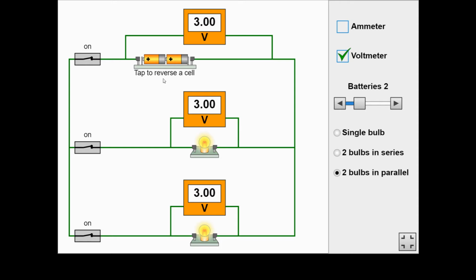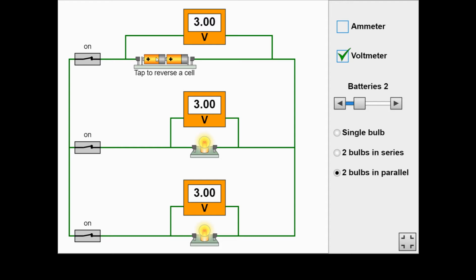Now, in a parallel circuit, each loop is treated as an individual series circuit. So here is one loop going round here, round here, round here, and back to the battery. And then the second one round here, down right to the bottom, round here, and back up to the battery.